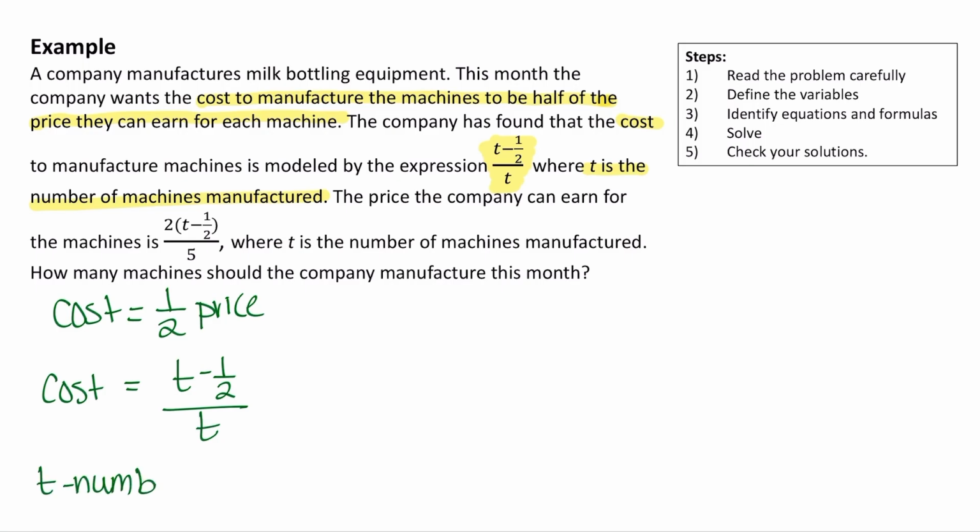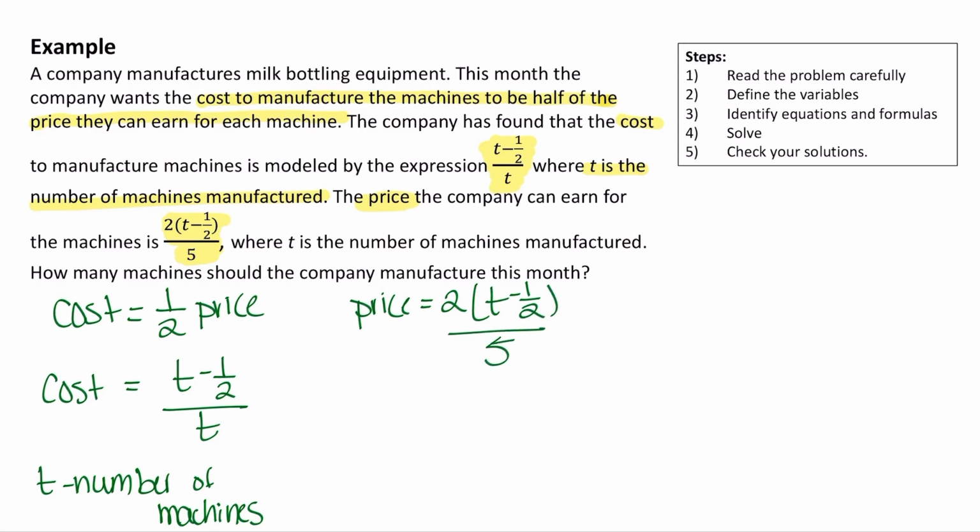This is what I meant by outlining important information. Because I know there are a lot of sentences in this problem and it can be kind of confusing, so it's always good to summarize it. And then it says the price can be described by this expression, right? So once again, we have another formula. So we have price equals 2 times t minus 1/2 over 5. Okay, so it wants us to figure out how many machines they should manufacture this month.